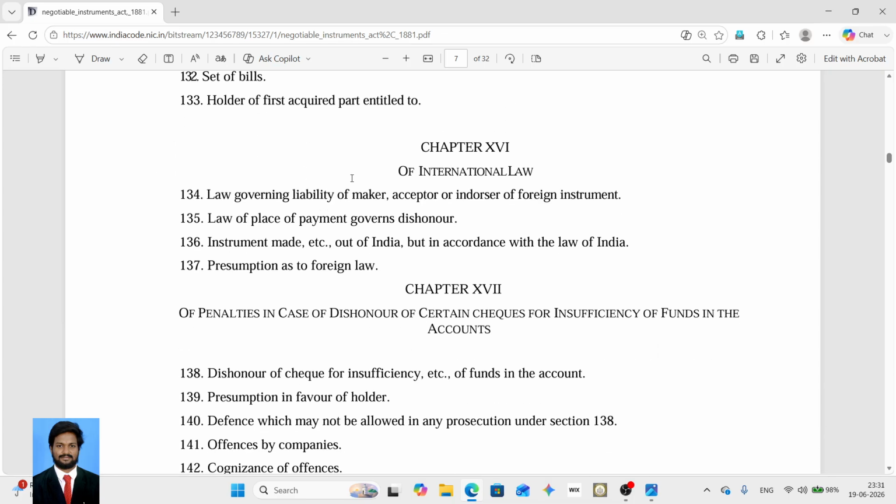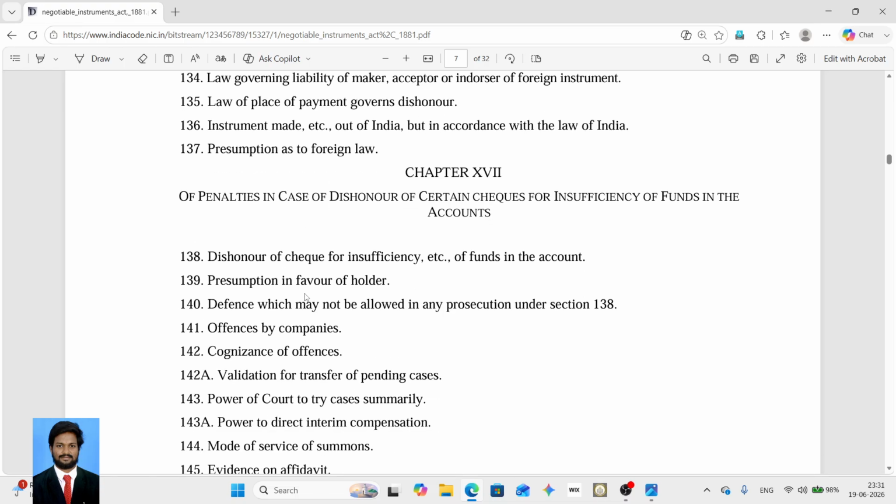Chapter 16 of international law. 134 law governing liability of maker, acceptor or endorser of foreign instrument. 135 law of place of payment governs dishonor. 136 instrument made etc. out of India but in accordance with the law of India. 137 presumption as to foreign law.